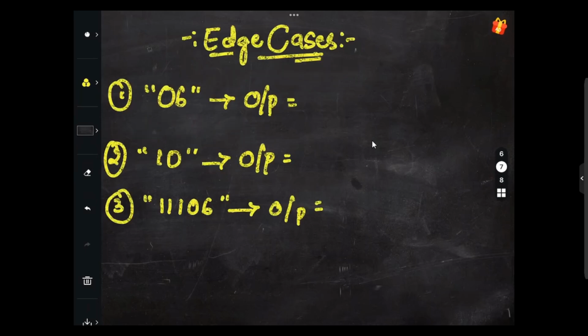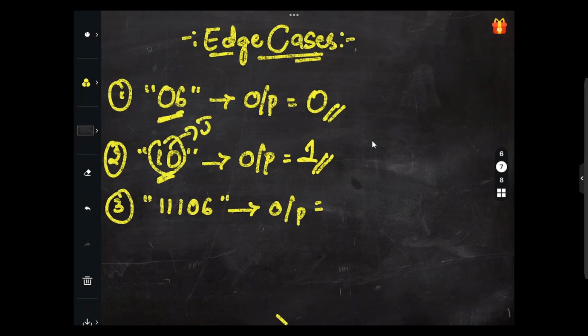So next, let's discuss the edge cases one by one. The first edge case is 0 6, where we have the leading 0. We know from the question that if we have the leading 0, we will directly return 0. In this case, it will be 0. Here we have considered 1 0, right? For 1 0, the output will be 1. Why will the output be 1 here? Because we have this 10, we can directly consider 10 as valid, but 0 alone is invalid.